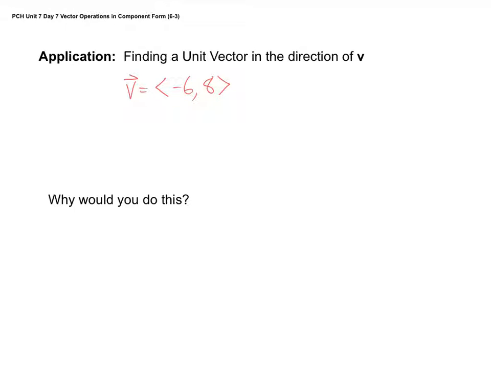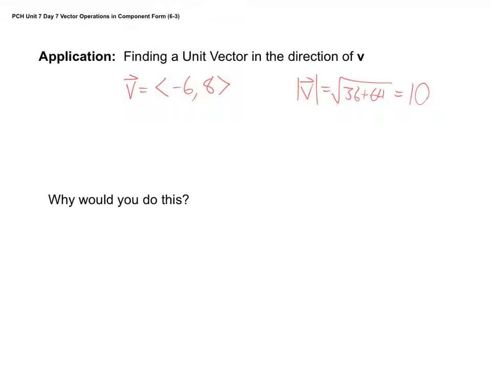But those aren't the only unit vectors. What is it that makes those a unit vector? A vector with magnitude 1. Is the magnitude of this vector equal to 1? No. What's the magnitude of this vector? Radical of 36 plus 64, that's 100, so we have a magnitude of 10.